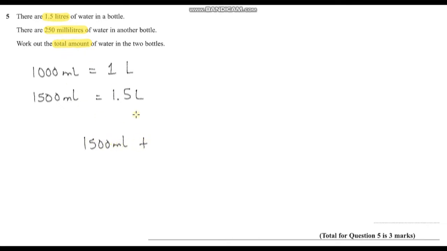So we've got 1,500 millilitres plus 250 millilitres. We can just put this into a calculator, but I can see that the answer is going to be 1,750 millilitres. So that's my answer. And I just need to be really careful because I need to include the units here. Okay, this is worth 3 marks. You would get 1 mark for the correct units in this situation. So you could either write it in millilitres or you could say 1.75 litres. Either one of these would be correct, as long as you include the correct units.